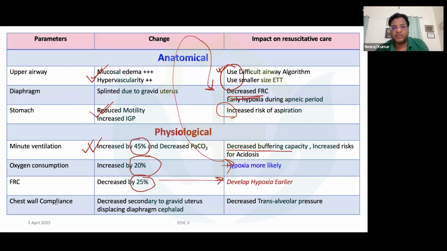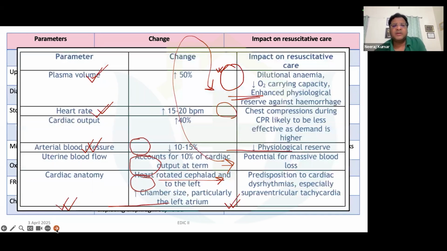And then coming to the chest wall compliance, what will happen to the compliance? It decreases secondary to the uterus displacing the diaphragm cephalad, making the diaphragm splinted. So what it will do is decrease the transalveolar pressure. So your transalveolar pressure is going to be compromised.